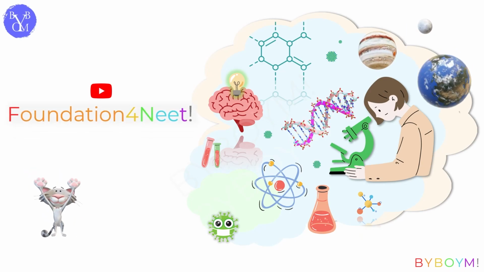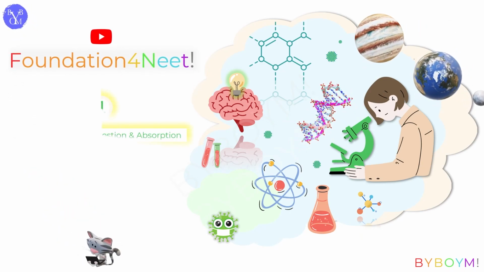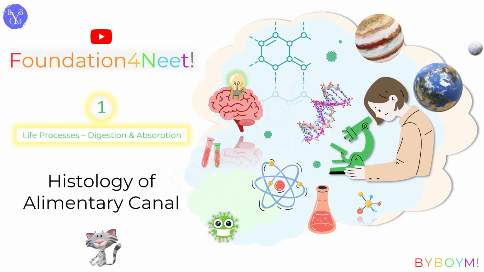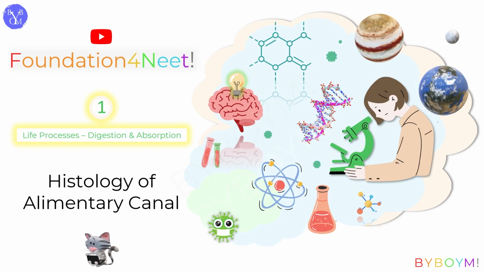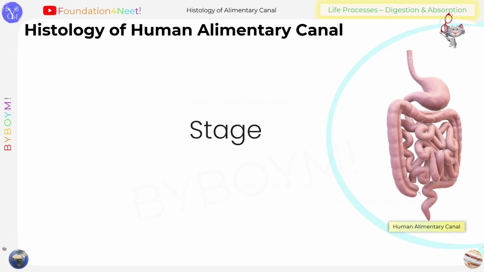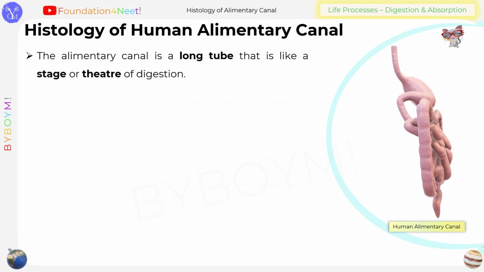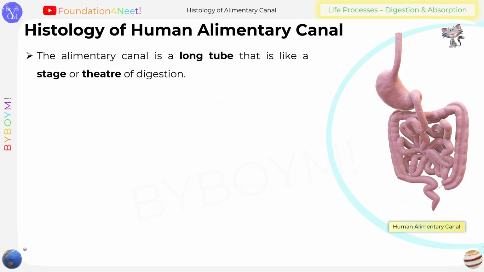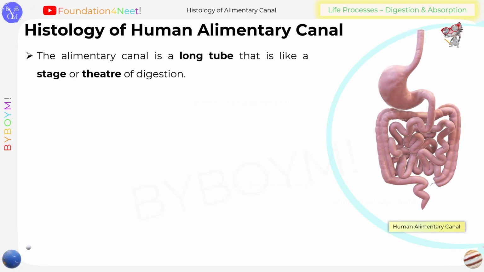The first chapter in our course for biology is life processes, digestion and absorption. Today we are going to begin the 12th topic, Histology of Alimentary Canal. The alimentary canal is a long tube that is like a stage or theater for digestion. Since you are already familiar with the alimentary canal, let's move on to what histology is.